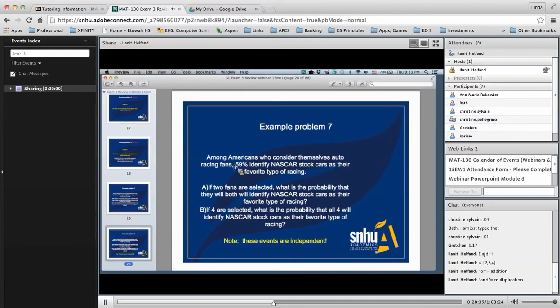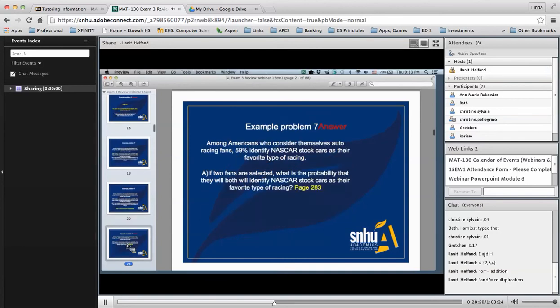Each person individually has that same 59%. Okay, so because of that, we're going to use the multiplication rule for independent events, which means that you can just kind of multiply the probabilities. So if 2 fans are randomly selected, what is the probability they will both identify NASCAR stock cars as their favorite type of racing?